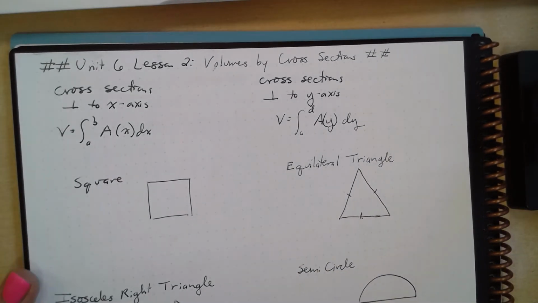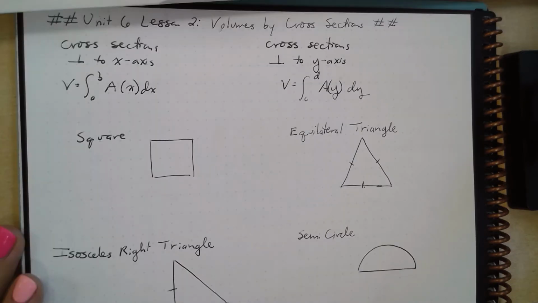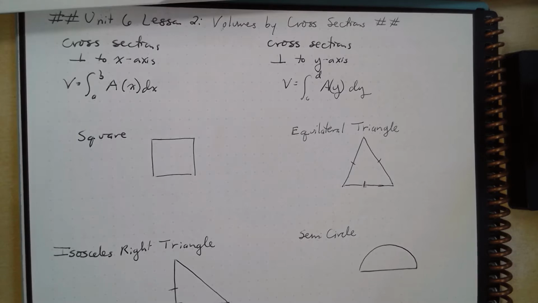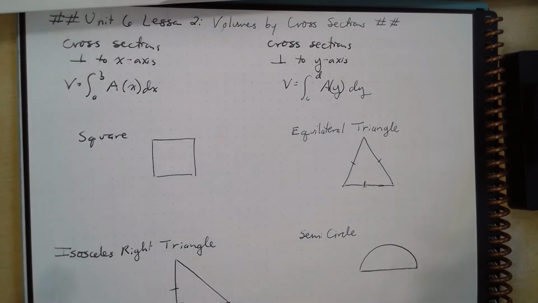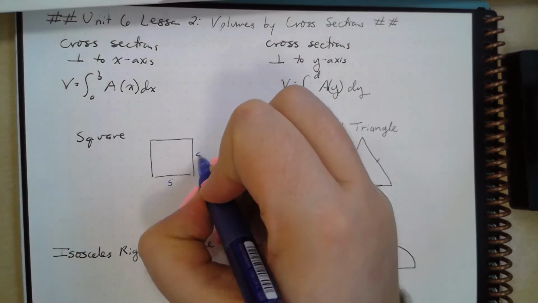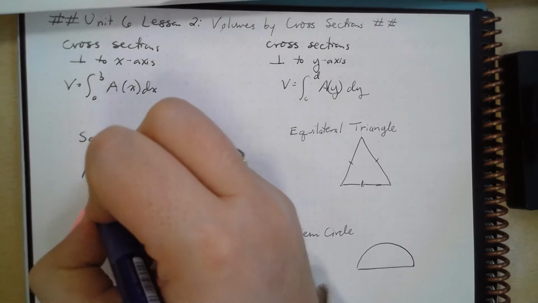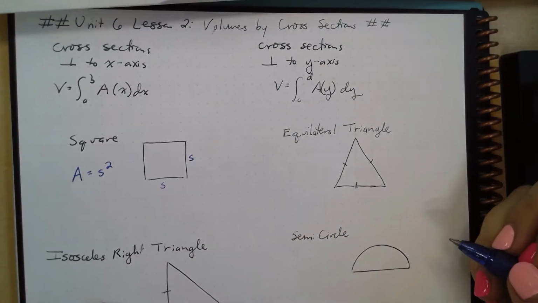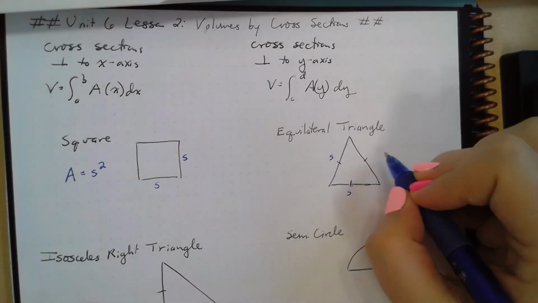But before we dive into actually finding a volume by cross sections, let's take a little reminder here to find out how we find the area of different shapes, because we're going to be using those when we actually make our slices. So square, this is probably our easiest one, two sides. The area of a square is equal to s squared. Okay. An equilateral triangle, each side is equal to s.